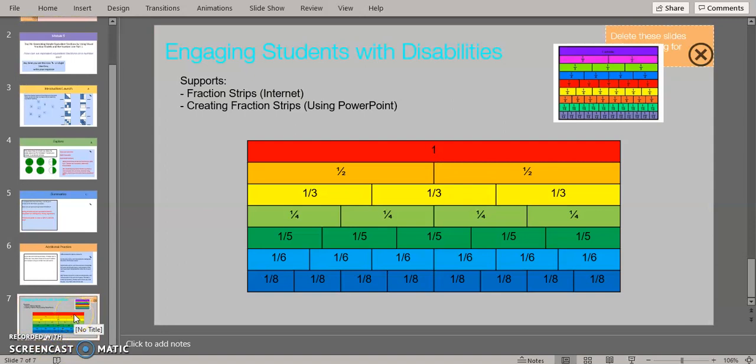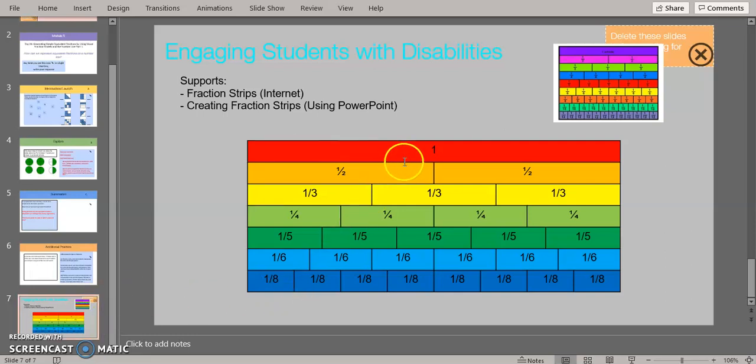Finally, I wanted to add this bonus slide here because in this slide, using fraction strips can be helpful for students with disabilities. Seeing a visual diagram of the fraction and the written fraction is helpful for them to compare equivalent fractions. I'm going to also show you how you can create a fraction strip using PowerPoint.